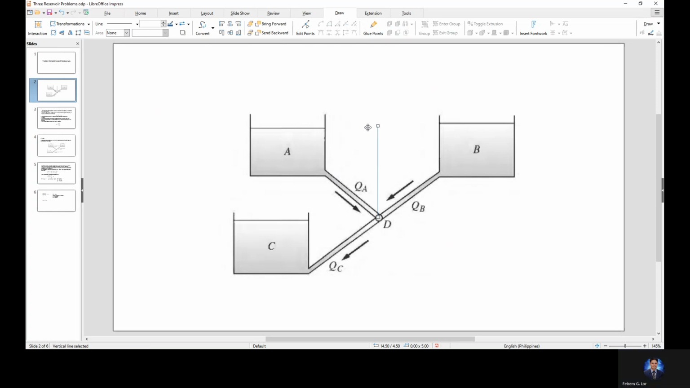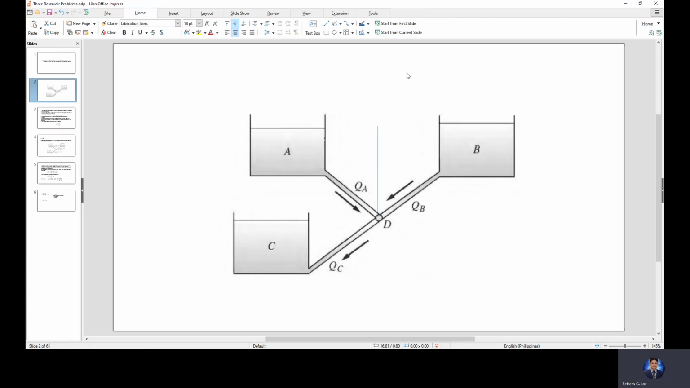at A. Okay? So if the pressure head at D is equal to the level at A, it means that water will not flow either from A to D or from D to A. Okay?